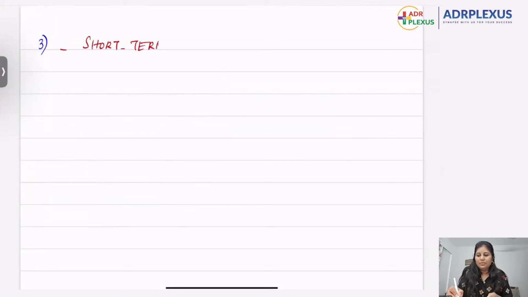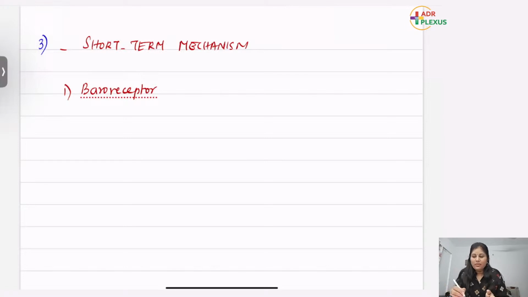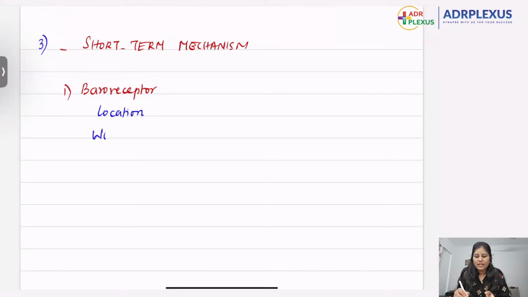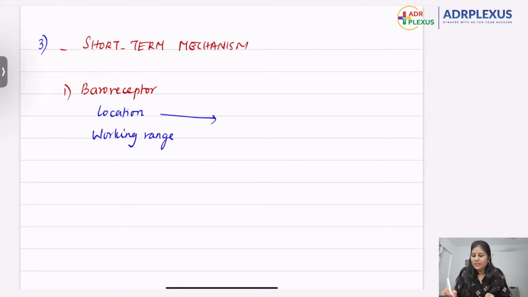So you will have to write the baroreceptor. What are the short term mechanisms? First mechanism is the baroreceptor mechanism. I just tell you in short what the baroreceptor mechanism is. First, what you have to write is location. Next, working range. Where are the baroreceptors located? They are located in the carotid sinus and aortic arch.